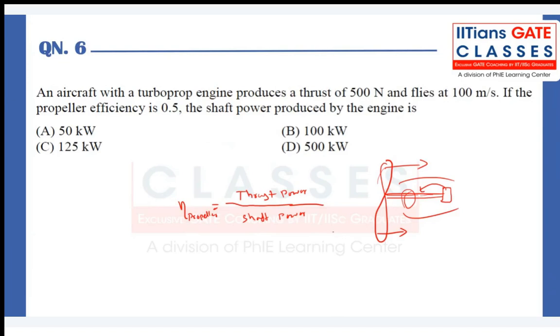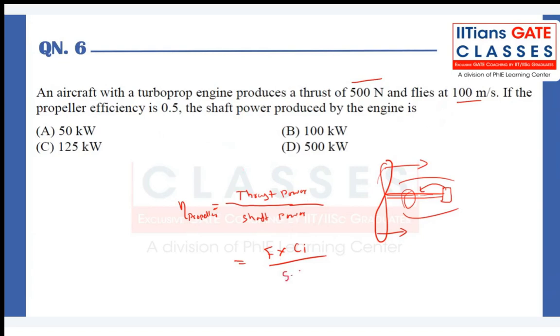Yes. So now we already discussed it. If you look at it now, it is producing 500 Newton of thrust and flies at 100 meter per second. So what is the thrust power? This is the thrust times the forward speed of the aircraft divided by shaft power. What is the shaft power? We don't know, that we are going to calculate. So let us keep it as SF.